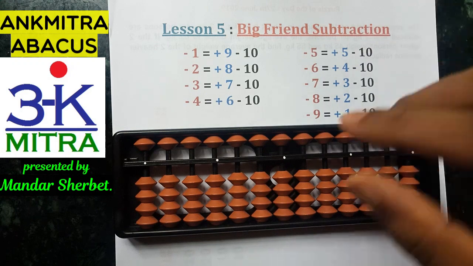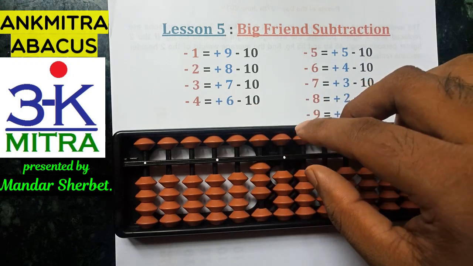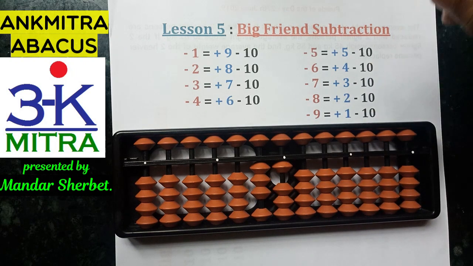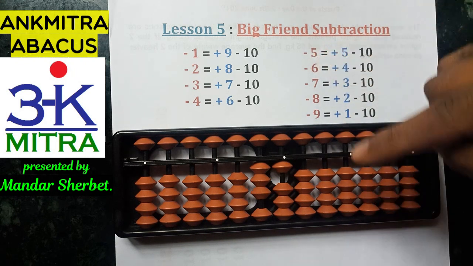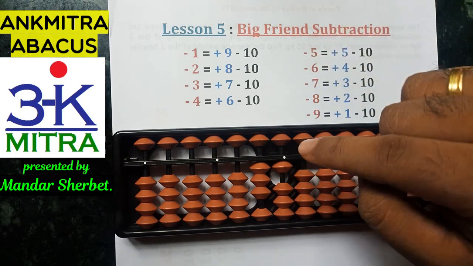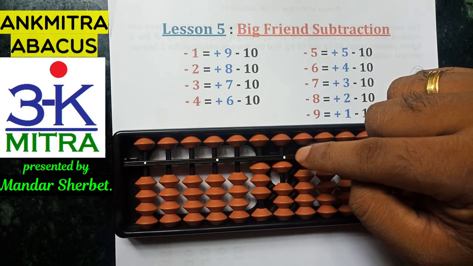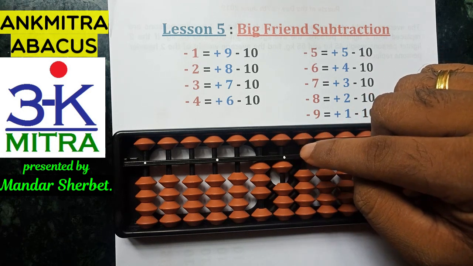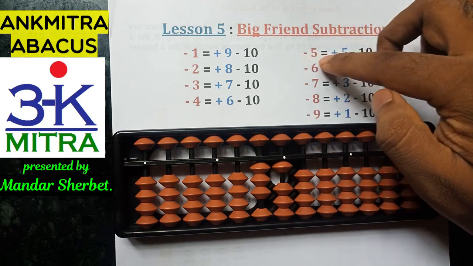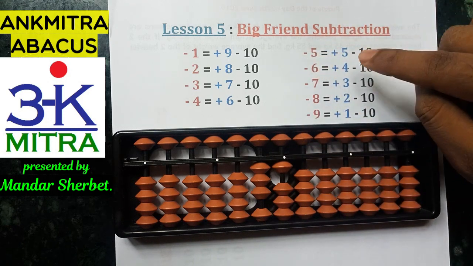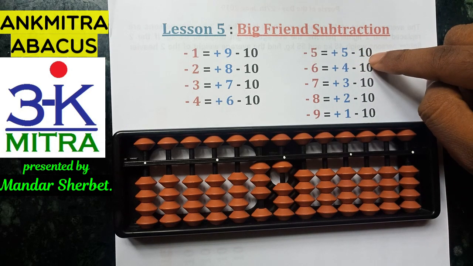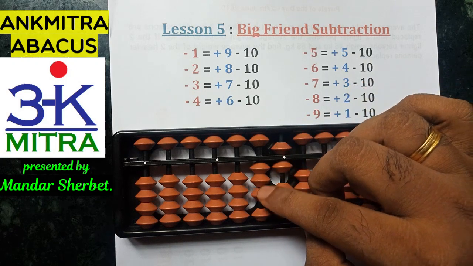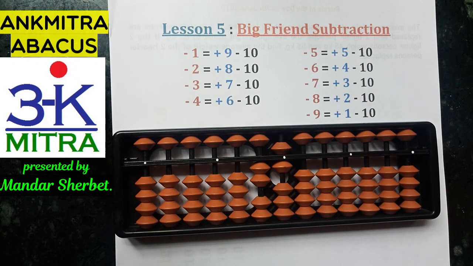Suppose I have the number 31 here, and let's say I'm supposed to subtract the number 5 from this. For subtracting 5, the first thing I need to check is whether I have the bead of 5 available to subtract so that it can be done directly. Here I don't have the bead of 5 available. Hence I'll use the big friend formula of -5, which is addition of its big friend 5 and subtracting 10 on the next left rod. So I'll add 5 here and subtract 10 on the next left rod.